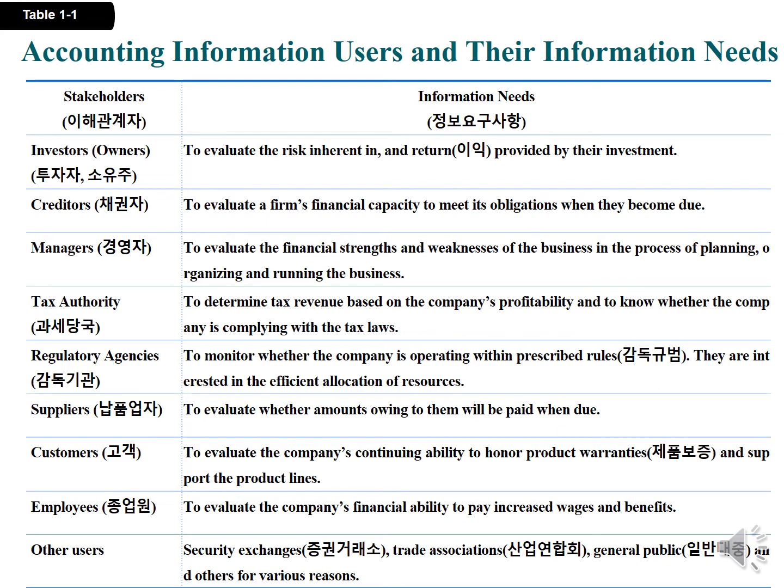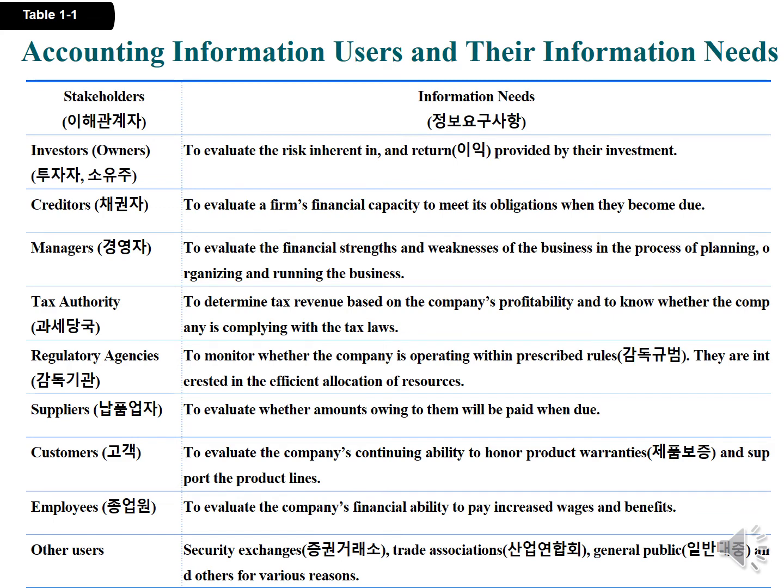Customers evaluate the company's continuing ability to honor product warranties and support the product lines. Employees evaluate the company's financial ability to pay increased wages and benefits. Other users, such as security exchanges, trade associations, the general public, and others, have various reasons. There are many stakeholders. First are investors or owners. Second are creditors. Third are managers. Fourth are tax authorities. Fifth are regulatory agencies. Next are suppliers, customers, employees, and other users.